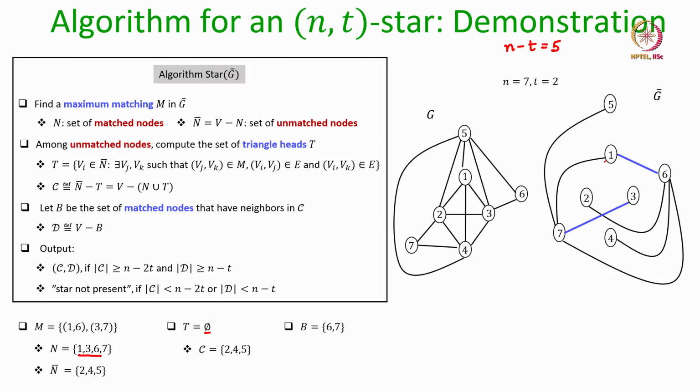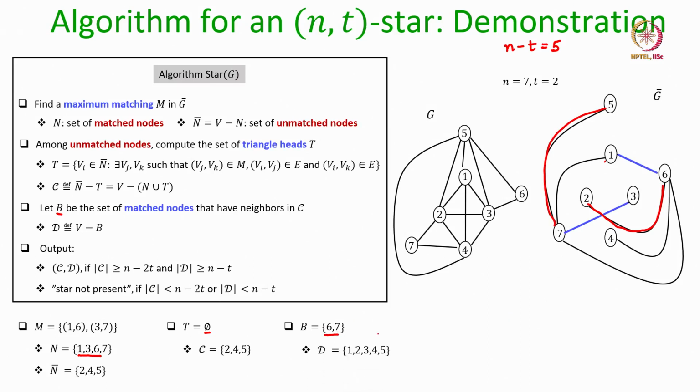Now, let us see whether we have any element present in the set B. The set B will have all the matched nodes which have neighbors with the nodes in C. So, what are the matched nodes? 1, 3, 6, 7. 1 does not have a neighbor in 2, 4, 5, 3 does not have a neighbor in 2, 4, 5, but 6 has a neighbor in 2, 4, 5, namely 6 has an edge with the node 2. So, 6 is a part of the set B, and 7 also has a neighbor in 2, 4, 5. So, this edge is present. That is why 7 is a part of subset B.